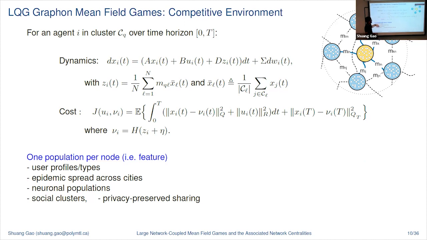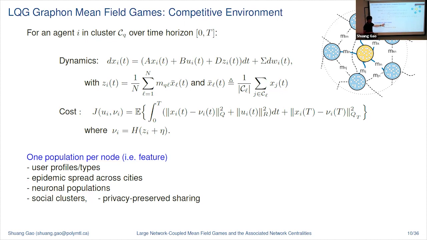The costs are coupled in the following way, where individuals want to track some affine signals that are affine functions of the underlying Z. Here Z, I call the empirical network average, because first you take an average and then you take a network weighting. The individual agent wants to minimize this cost using small control efforts, so we have a quadratic cost in the control effort as well. I want to also emphasize that the feature here is one node, one population per node.